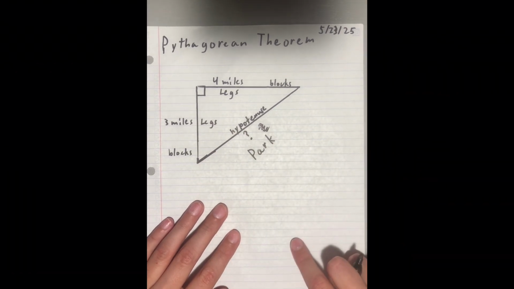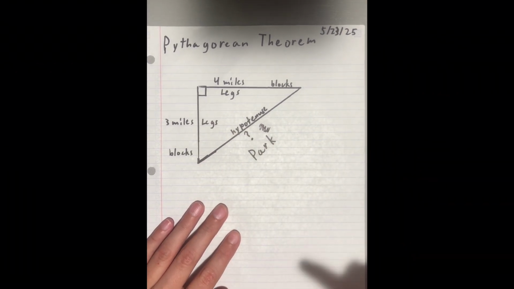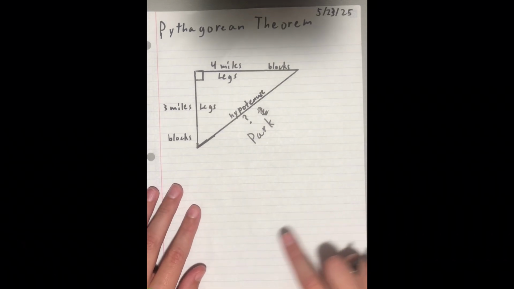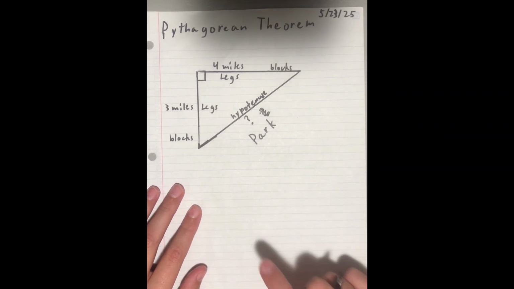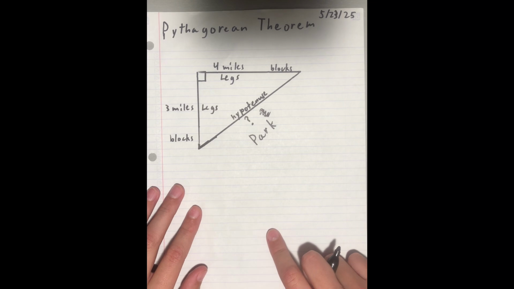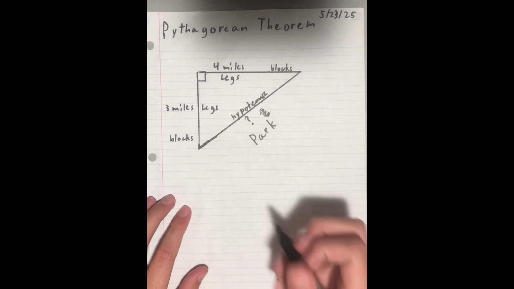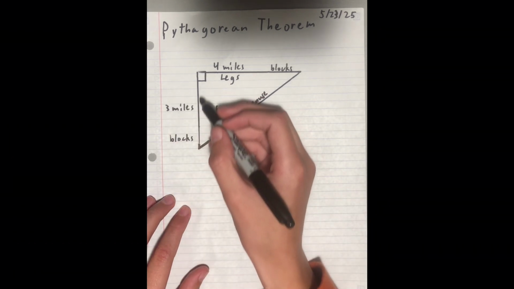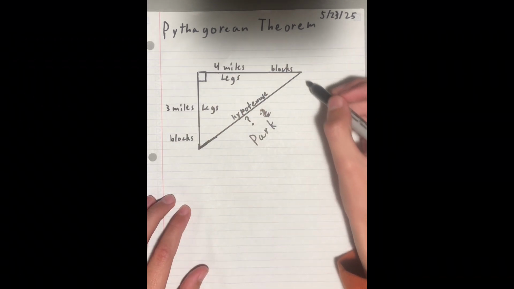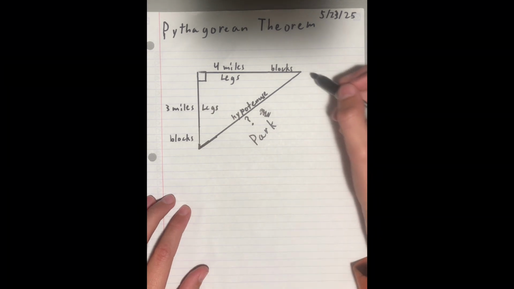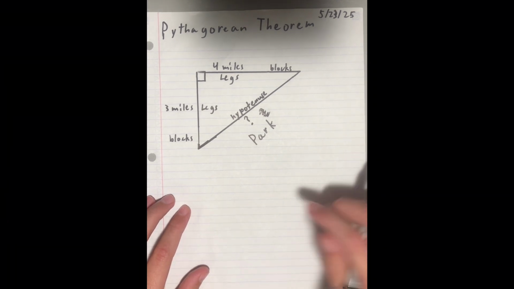Now that we know what each side is called, we can apply our special rule. This special rule is called the Pythagorean theorem, and it was created by ancient philosopher Pythagoras. Pythagoras stated that if you square both of the legs and add them, they are equal to the square of the hypotenuse. So, let's write this out.